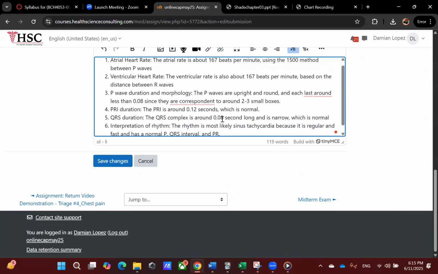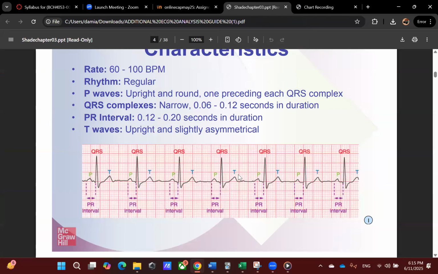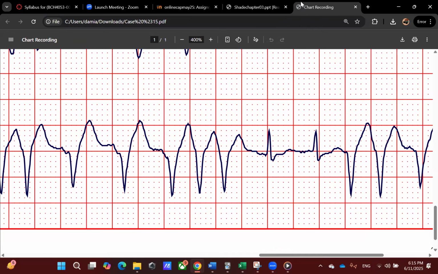Now, overall, the interpretation of this rhythm, we can definitely summarize that it is sinus tachycardia, since the rhythm is regular, the P waves are upright and consistent before each QRS, and the PR and QRS intervals are within normal ranges. Since both atrial and ventricular rates are elevated but equal, the rhythm is concluded to be sinus tachycardia. That's the conclusion that I came to. This means that it's a pretty fast rhythm coming from the SA node, and everything is properly conducted, it's just a faster heart rate.